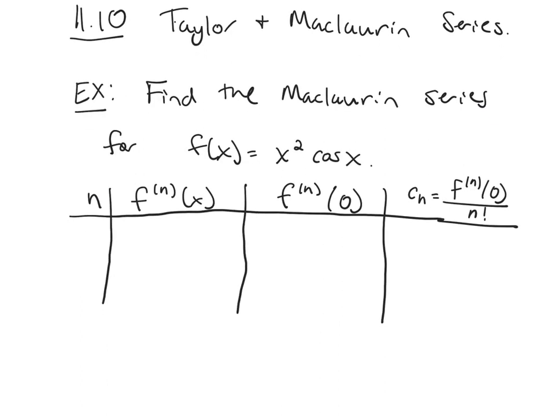So let's start. I usually go with 0, 1, 2, and 3. So I go column by column, right? Now I'm going to take derivatives. So I start with my function x squared cosine x. And I need the derivative of that function. What's the derivative? 2x cosine x plus, product rule, x squared sine x.